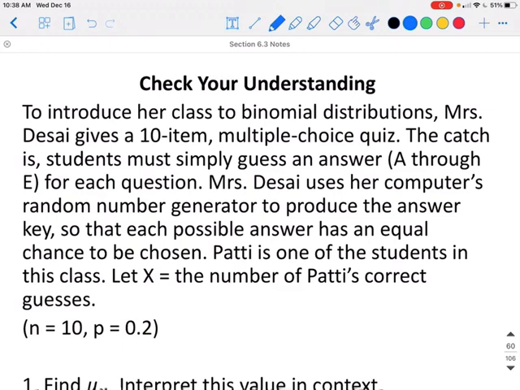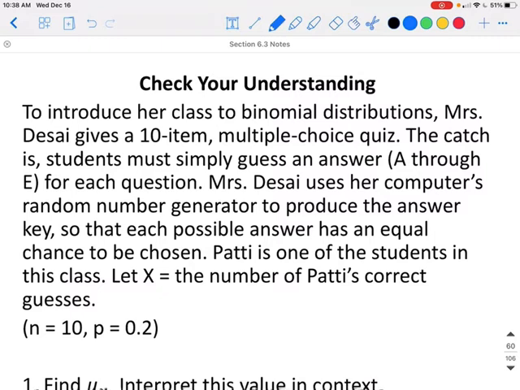To introduce her class to binomial distributions, the teacher gave her class a 10-question multiple choice quiz. The options for the answers were A through E, and the teacher let a computer's random number generator produce the answer key. So it is possible for each question to be equally likely to be chosen for the different answers. Patty is one of the students in the class. Let x equal the number of Patty's correct guesses.